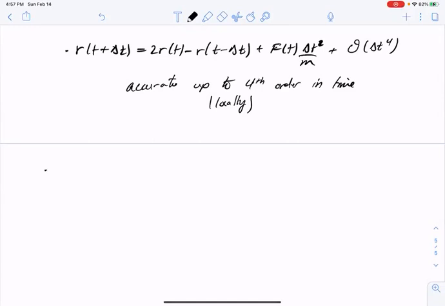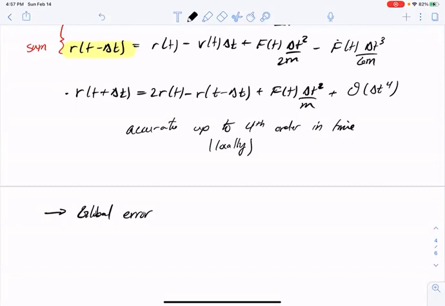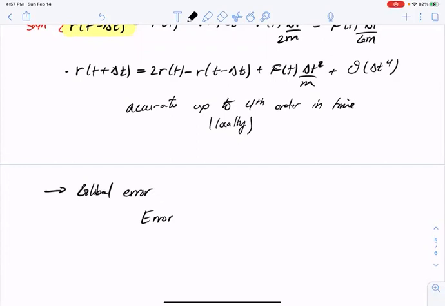The global error is going to depend on how many time steps I go out. So if you keep on adding n time steps, the error for t plus n delta t, if you iterate this map, will go like n times n plus 1 over 2, each having an order delta t to the fourth error.